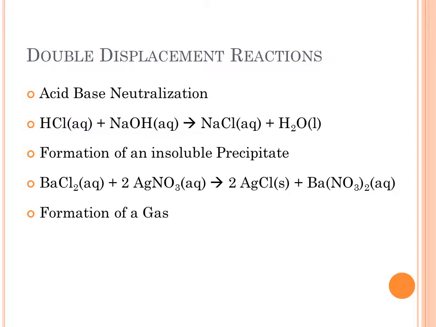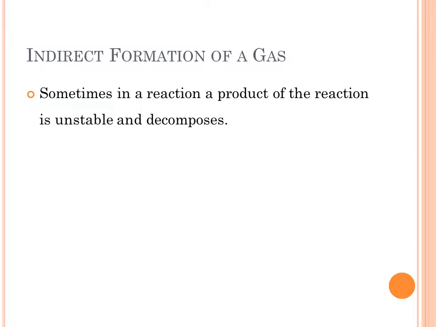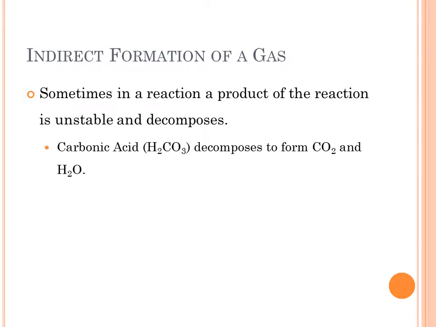Formation of a gas, like the one I showed you on the previous slide. When you form the hydrogen sulfide, that's formed and bubbles out of the solution. Now, sometimes you can form a gas indirectly, and that's because one of the products from the double replacement is unstable and it decomposes. There are three basic types of that we'll discuss.